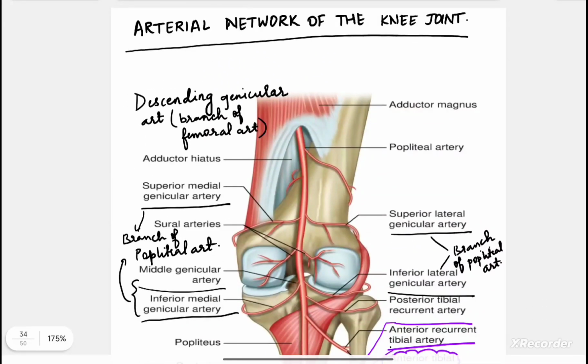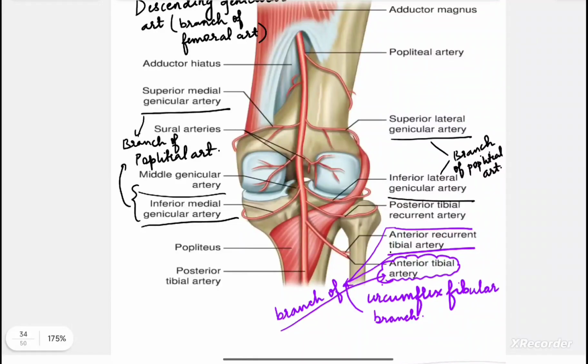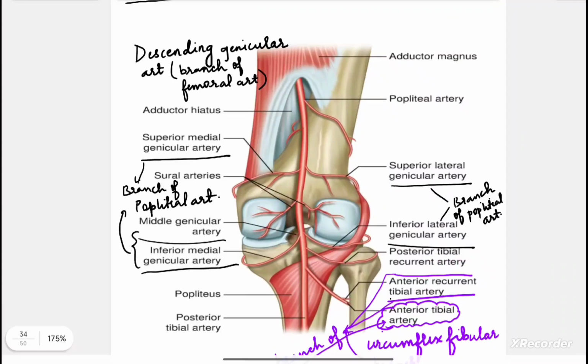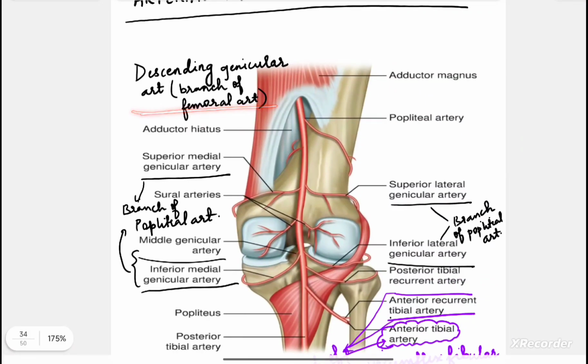Arterial network of the knee joint. In the arterial network of the knee joint, the following 3 groups of arteries participate. Which are those? The descending genicular artery, which is a branch of the femoral artery. The superior medial genicular artery, which is a branch of the popliteal artery. The superior lateral genicular artery and inferior lateral genicular artery, which are also branches of the popliteal artery. The inferior medial genicular artery is also a branch of the popliteal artery.